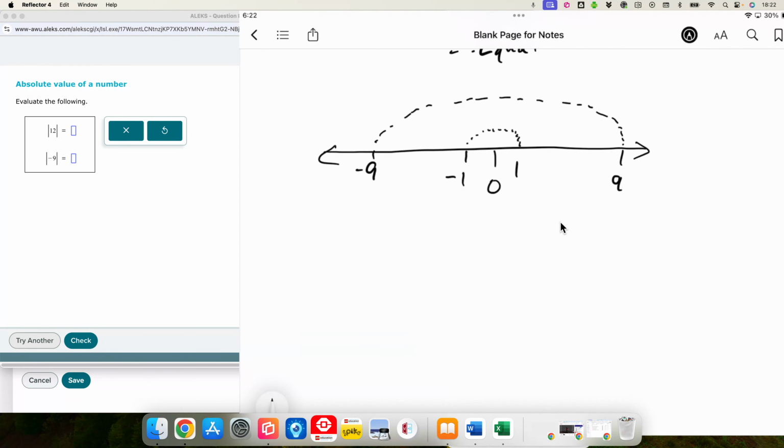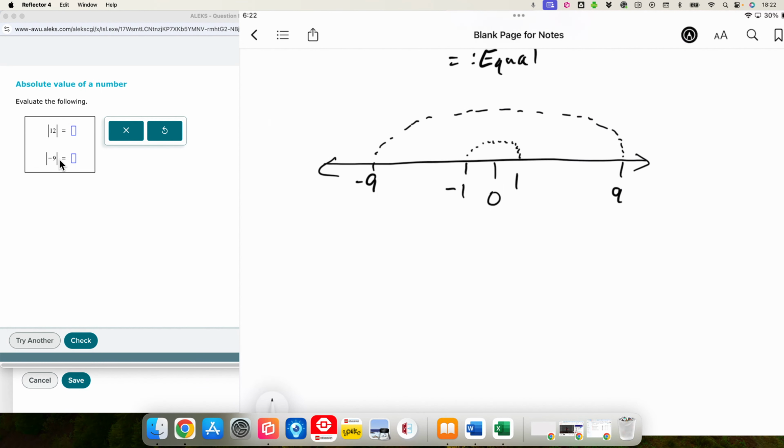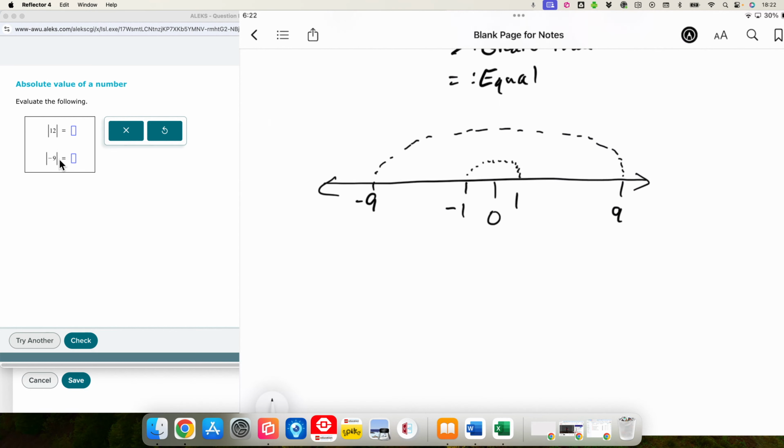So before we start working on these, we need to recognize that those two bars on either side of these numbers say the words absolute value. And absolute value is interesting because absolute value is strictly talking about how far away from zero is that number.